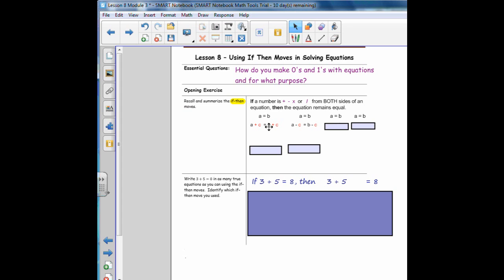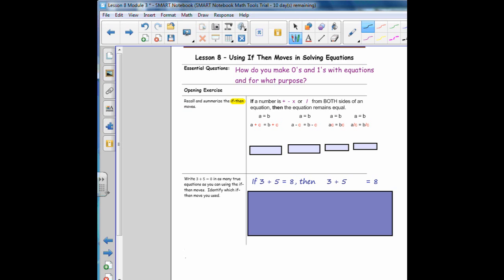If A is equal to B and you multiply both sides of the equation by C, then the equation remains equal. If A is equal to B and you divide both sides of the equation by C, the equation remains equal. So the thing to remember here is that whatever you do to one side of an equation, you have to do the same thing with the same number on the other side of the equation.